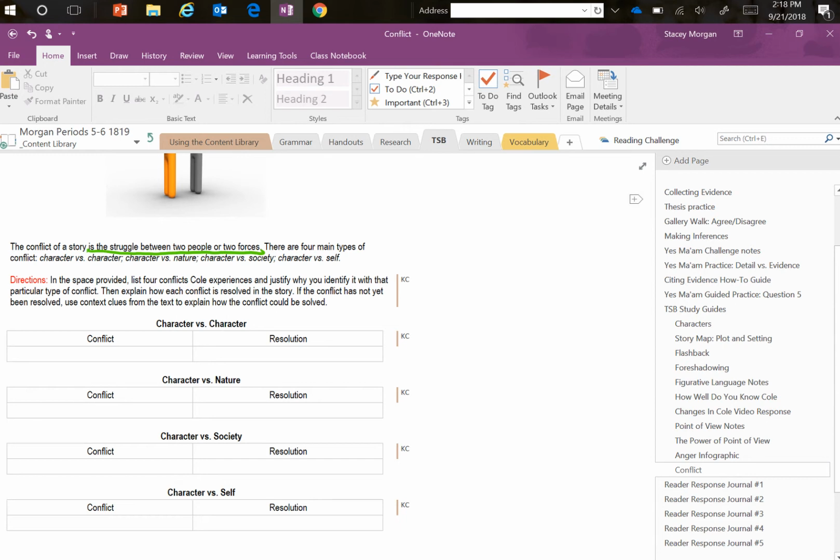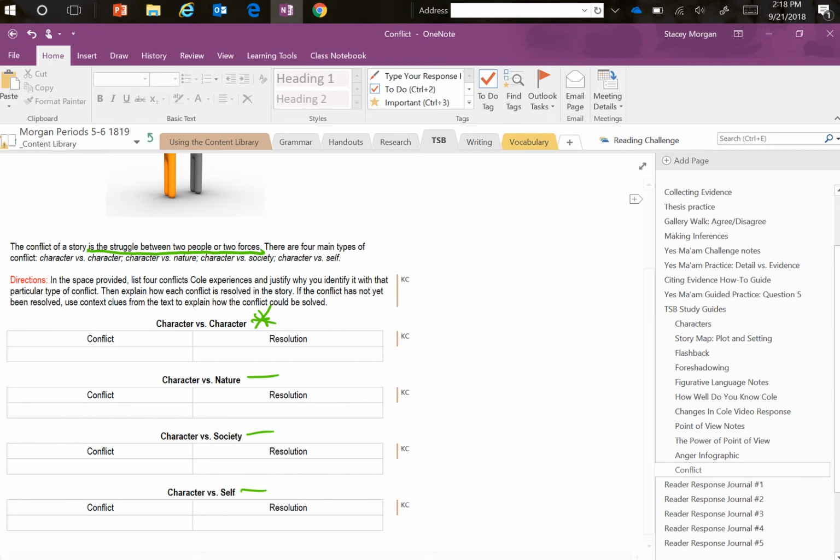Our book actually has 4 types of conflict that we're going to study today. There are additional types of conflict like character versus technology that isn't found in our book, but we've got the 4 main types. We've got character versus character, character versus nature, character versus society, and character versus self. Now, character versus character is pretty much the common type of conflict you can find in any book.